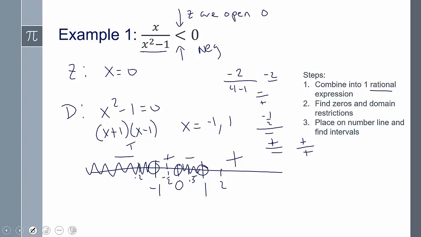Now you would also get true or false, just letting you know, if you just plugged it in to get true or false. And so my answer would be -infinity to -1, union from 0 to 1.